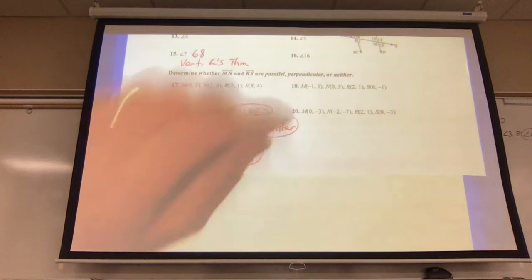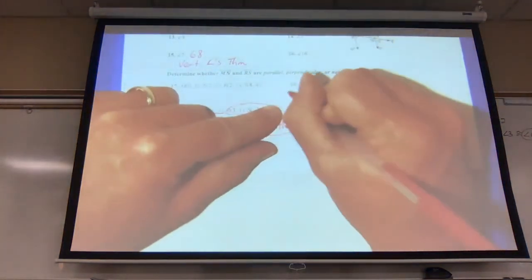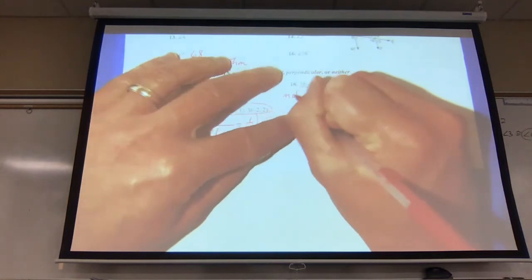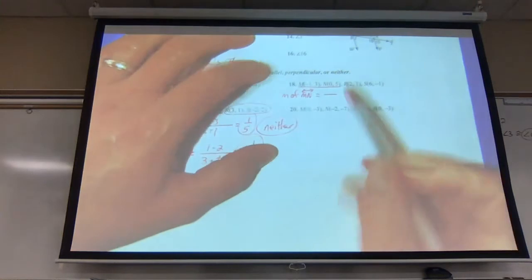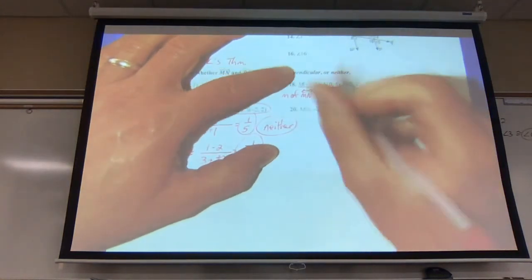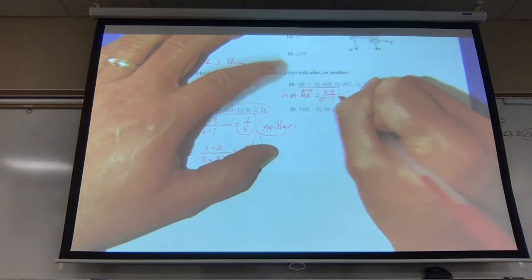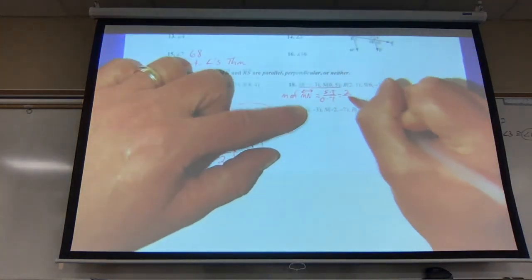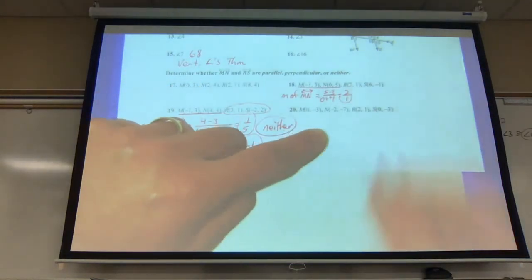18. All right, same deal, MN. We're going to use points M and N to get that. Slope of MN: y's over the x's here. I'm going to go 5 minus 3 for my y's and 0 minus -1 for the x's. 5 minus 3 is 2, 0 plus 1 is 1. So there's the slope of MN.